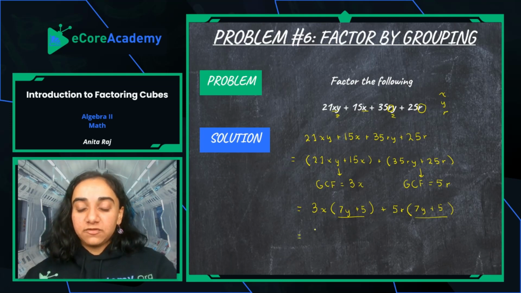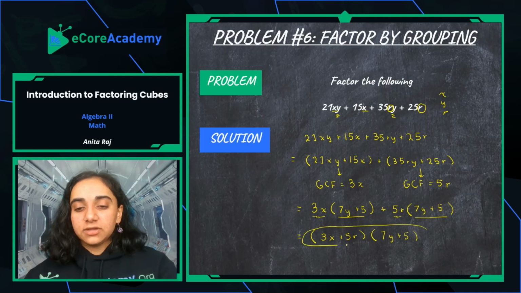And what I can do as my final answer, I combine the GCF here with the GCF here in one set of parentheses, 3x plus 5r. And the second set of parentheses will contain 7y plus 5. And this is our final answer.